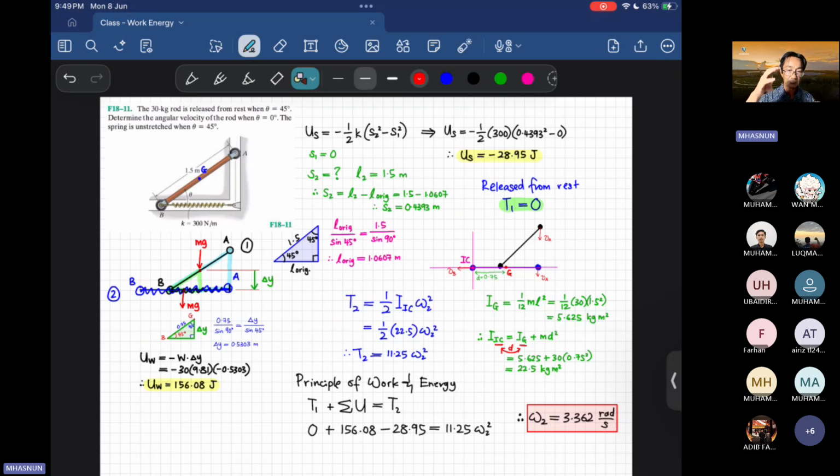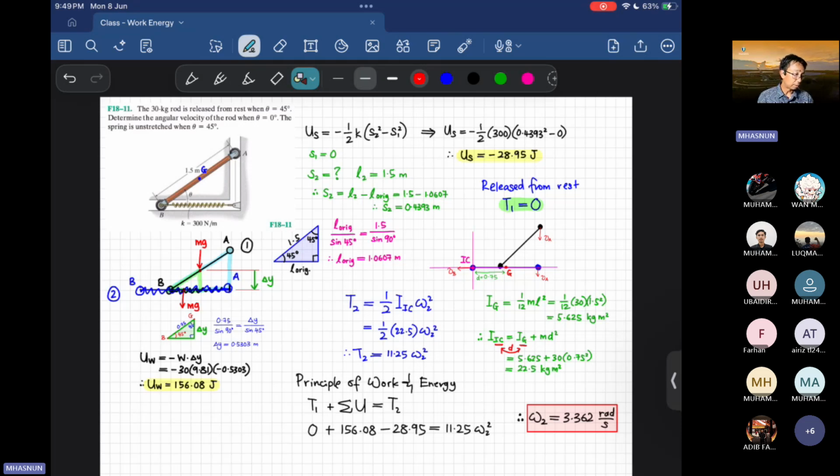And sometimes there is a change of height kepada point G. You kena tengok point G tu ada perubahan height ataupun tidak. So maksudnya daripada position yang pertama kepada position yang kedua, look at point G, the center of gravity. Dia ada perubahan tak dari segi distance in y axis? Kalau ada, maksudnya dia ada work done by the weight.